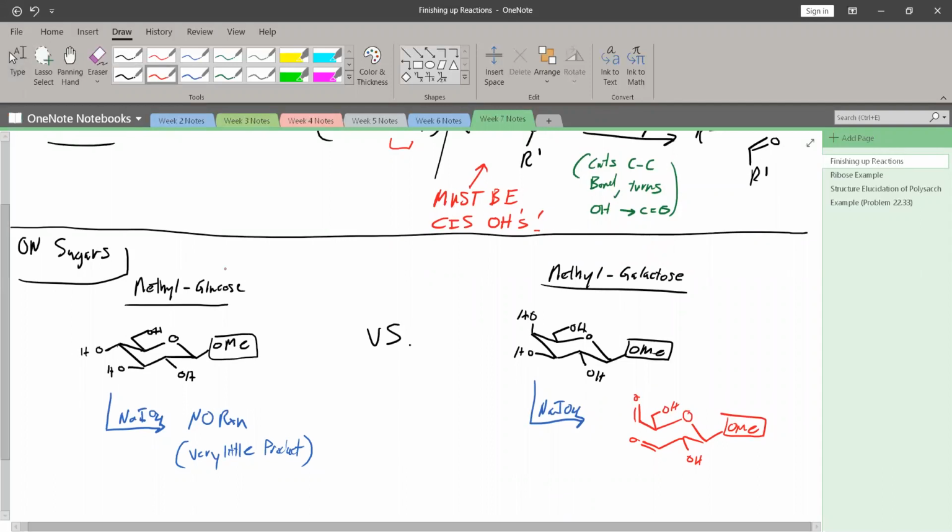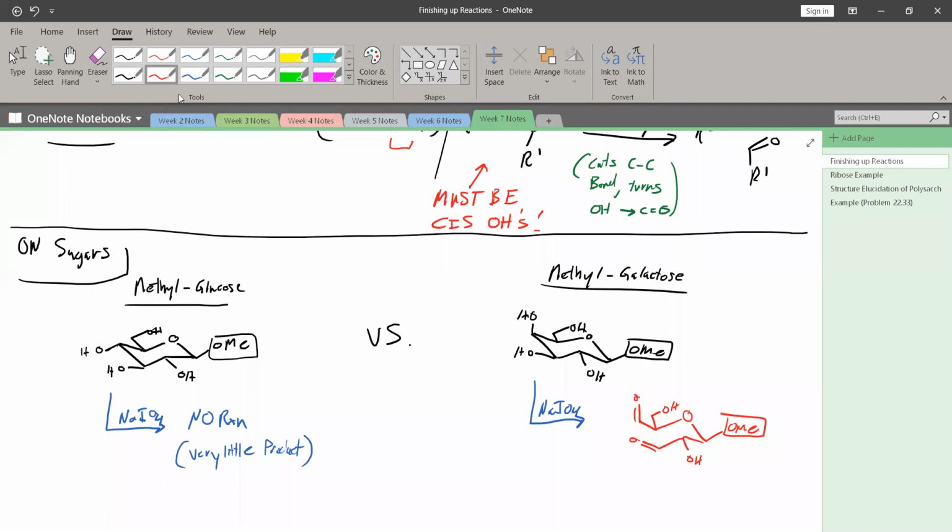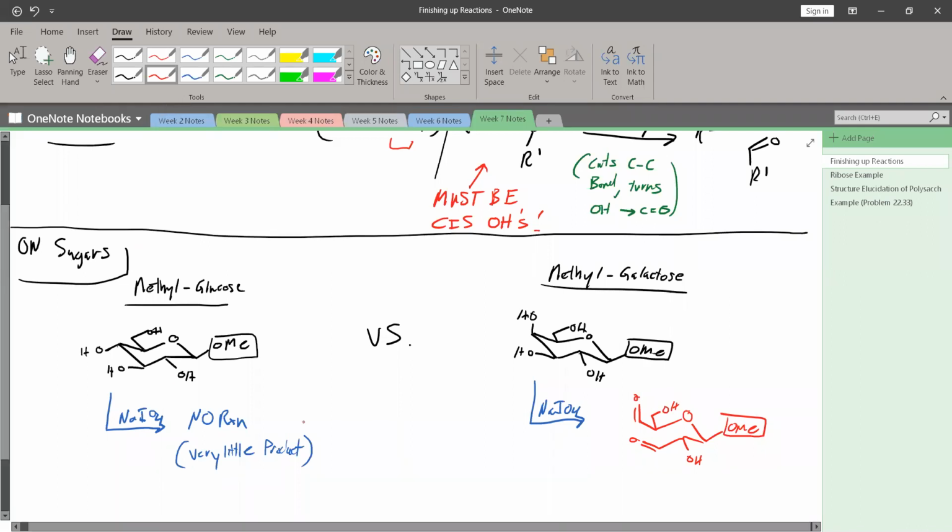Well, let's say we have something like methyl glucose, right? I say methyl glucose because I'll put in a methyl group on the anomer, as well as on methyl galactose, where I'll just put a methyl on the galactose right now. Now, let's say I just take those molecules and I just react it with sodium periodate. So in this case, both cases.